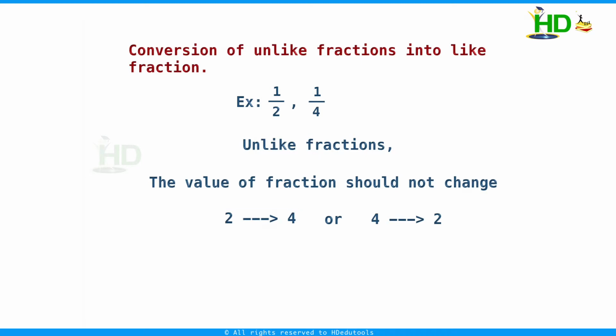So we convert 2 into 4. For this, we multiply 2 with 2. And also we multiply the numerator 1 with 2 so that the value of the fraction should not change. Therefore, 1 by 2 can be written as 1 into 2 divided by 2 into 2. This is nothing but 2 by 4. Therefore, the given fractions become 2 by 4 and 1 by 4. Now these are having the same denominator. Therefore, these are like fractions. Like this, we can convert the unlike fractions into like fractions.